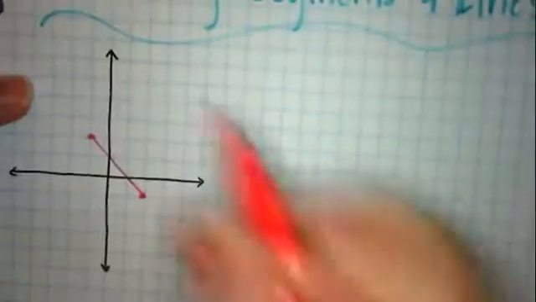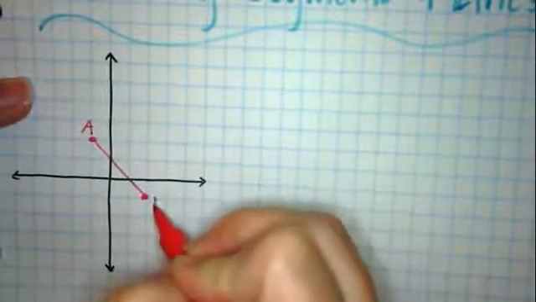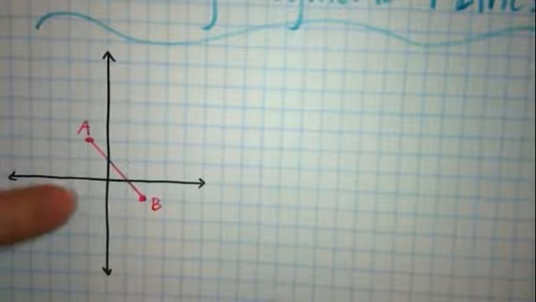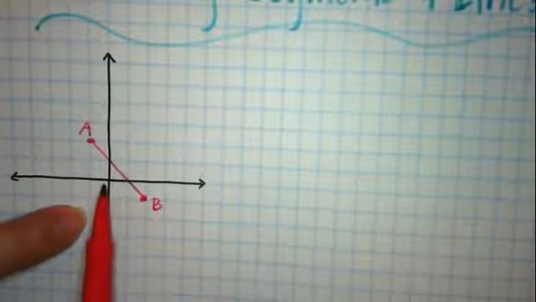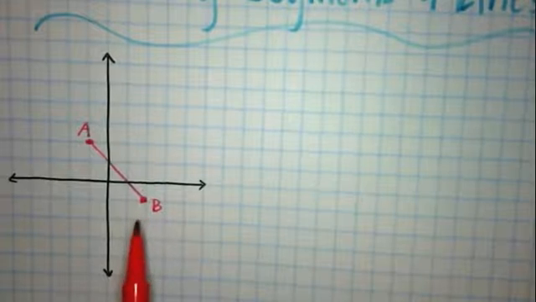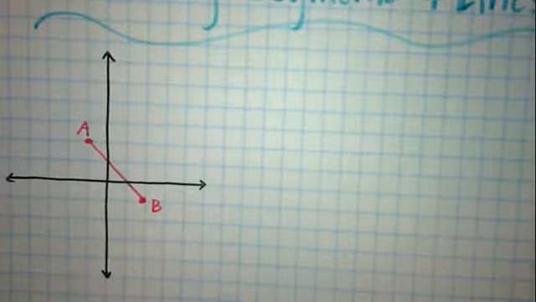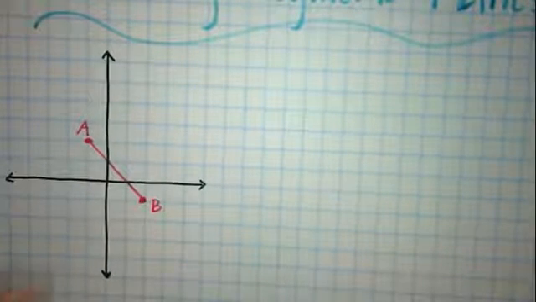I'm going to call this AB. So this is at -1, 2, and then this one is 2, -1. So if I'm going to dilate this segment, there's a few things that can happen.